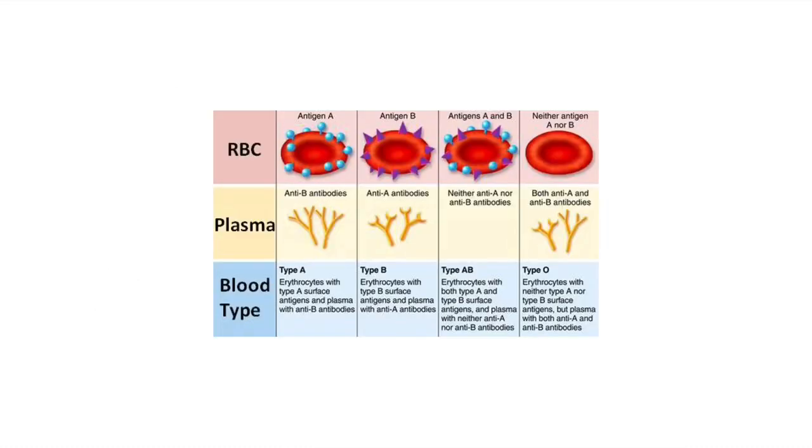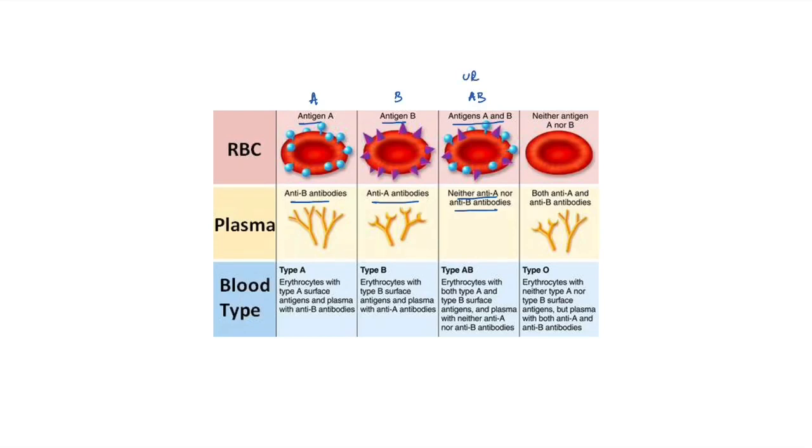Now let us see this picture. This picture shows type A blood group. Type A blood group has antigen A on RBCs and anti-B antibodies in plasma. Type B blood group has antigen B on RBC and anti-A antibodies in plasma. Type AB has both antigens A and B in RBC and neither anti-A nor anti-B antibodies in plasma. This is known as universal recipient.